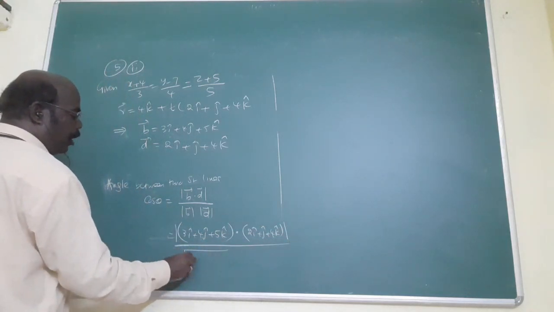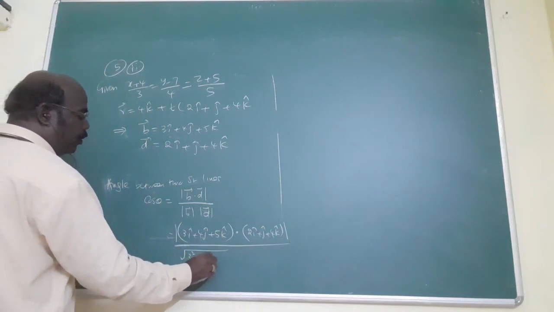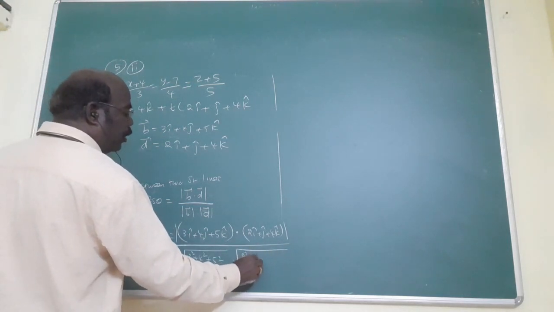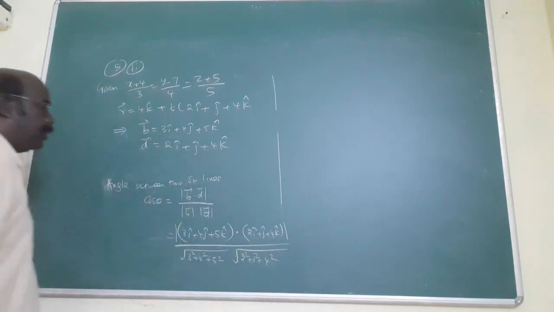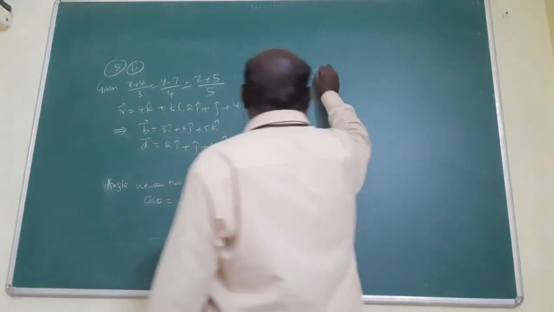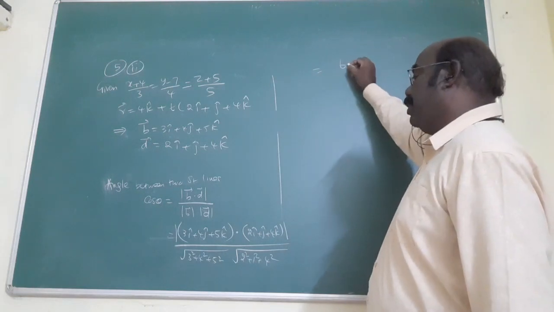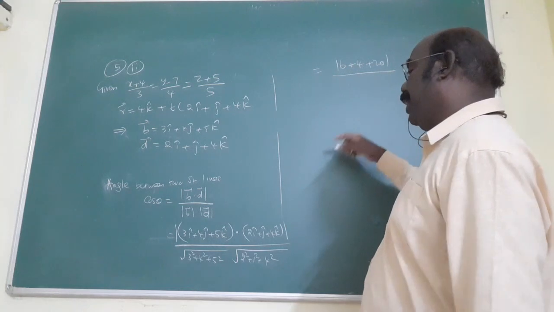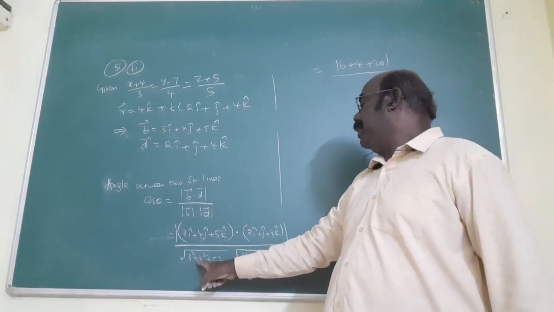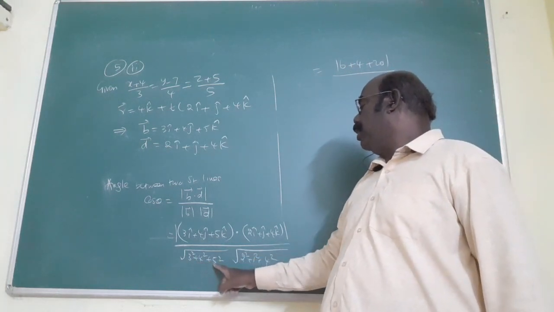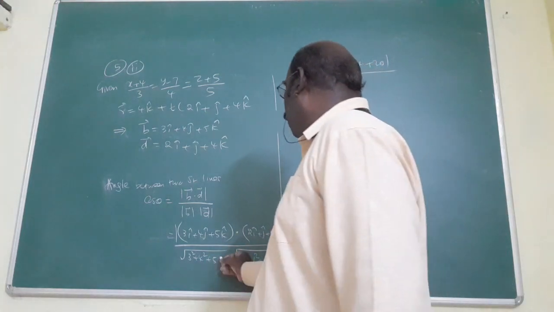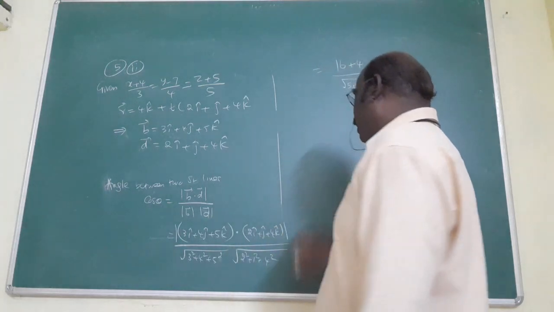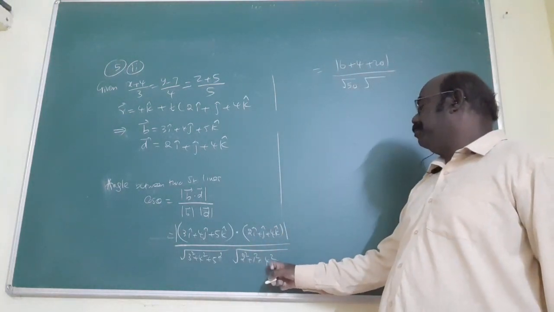Next is root of 3 square, 4 square, 5 square, again root of the next one, which is 2 square plus 1 square plus 4 square. Now multiply both by 6, then 4 plus 20, with the minus. Divided by... 16, 9, 25, the 5 square, now 25, root of 50. Again the 4 square 16, 2 square 4.